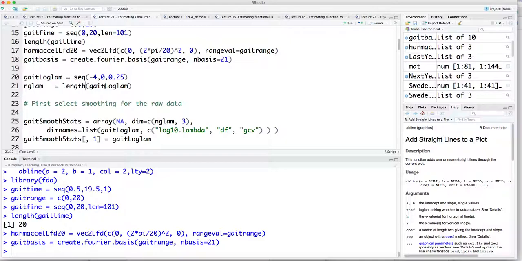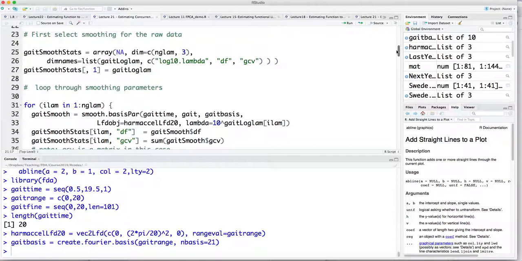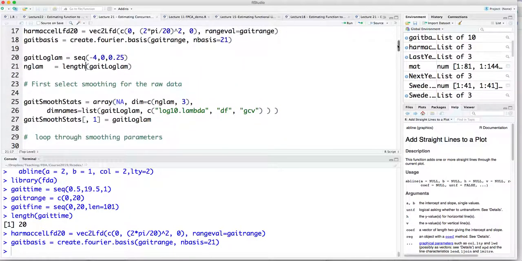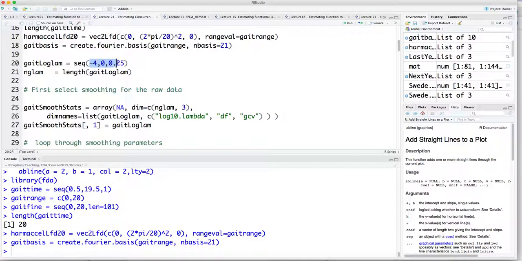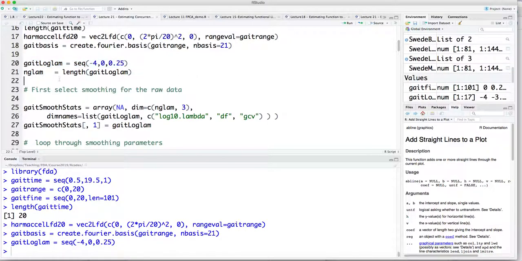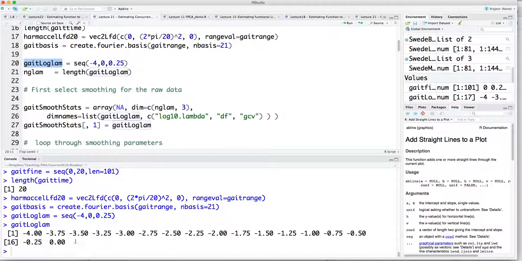We also choose the smoothing parameters. The smoothing parameters go on the log 10 scale, so the log 10 lambda will range from minus 4 to 0 with a step of 0.025. So we have these values of the log lambda, from minus 4 to 0. Okay, so this is the grid of points on the log lambda.